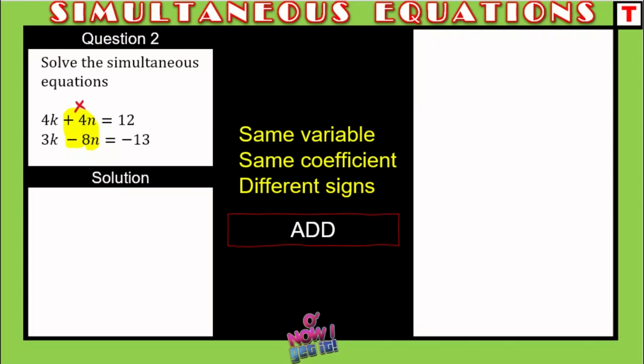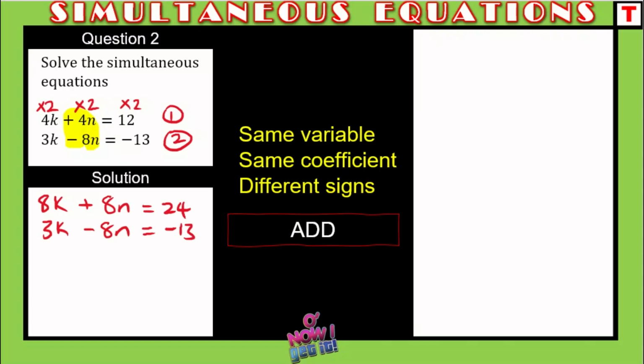So we're going to be multiplying this equation by 2 throughout. So this is my equation 1, that's my equation 2. So I'm multiplying equation 1 throughout by 2. So let's do that. So 2 multiplied by 4k is going to give us 8k. 2 multiplied by positive 4n there is just going to give us a positive 8n, is equal to 2 multiplied by 12 is going to give us 24. And I rewrite equation 2 as it is. So we have 3k minus 8n is equal to negative 13.